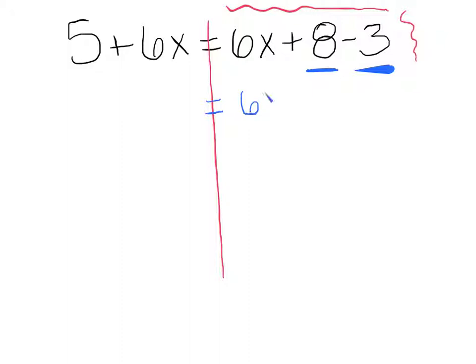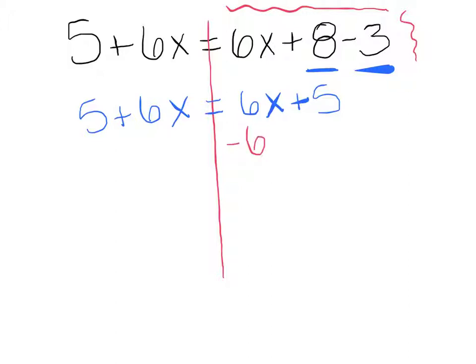6x, he's going to stay like he is for now. We're not doing anything yet. 8 minus 3, that's positive 5. So now this is the equation that we're left with. Now remember our rules, even with our special case problem, we still had to go ahead and put things on the same side. So let's go ahead and let's move one of those 6x's. I'm going to move this one.